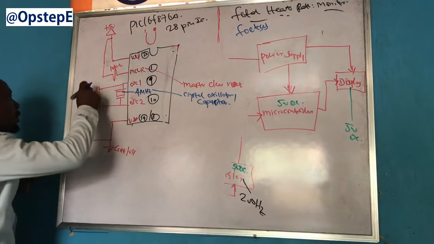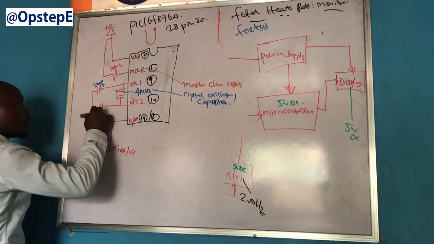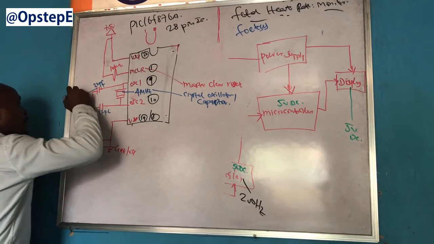Then you have these other ceramic capacitors. This is 22 picofarad, 22 picofarad. These two are ceramic capacitors.